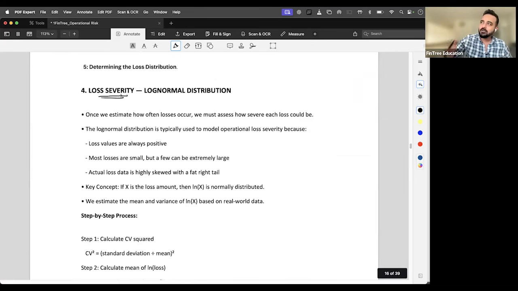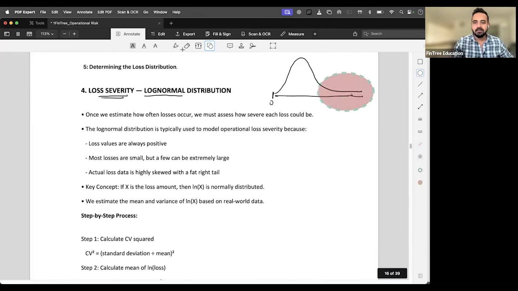Okay, fine. Now I understood that there's a 27% chance that I will have 2 losses this year, but how big are those losses going to be? So for this, we use a log normal distribution. Remember, a log normal distribution is a right skewed distribution. All the values are positive, you're constrained to 0. That means you will only have losses, not profits, because we are modeling only losses here. And my large losses will be here in the right tail. So this is the area of large losses in the right tail.